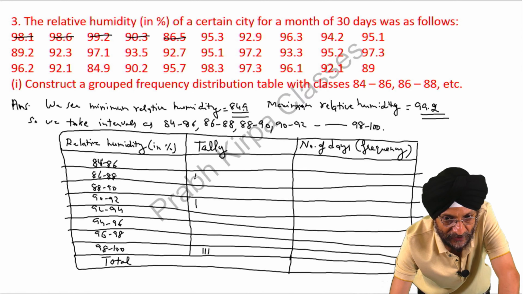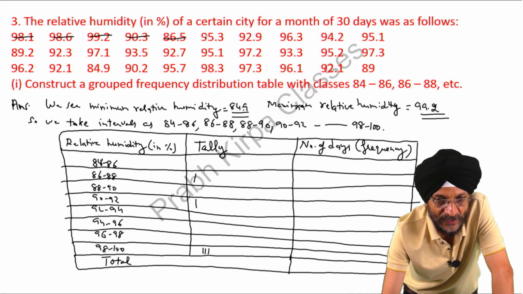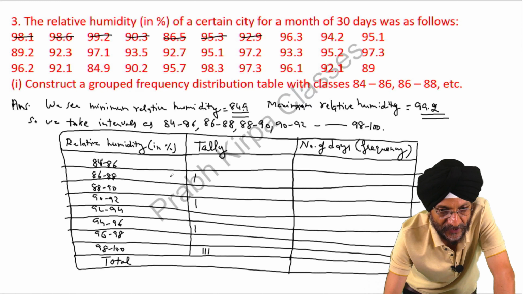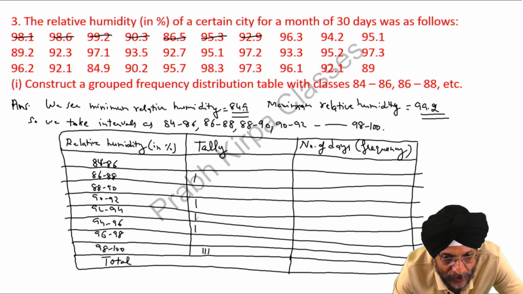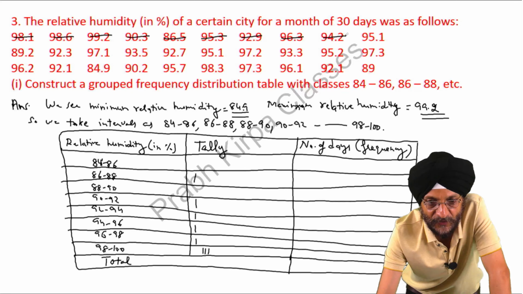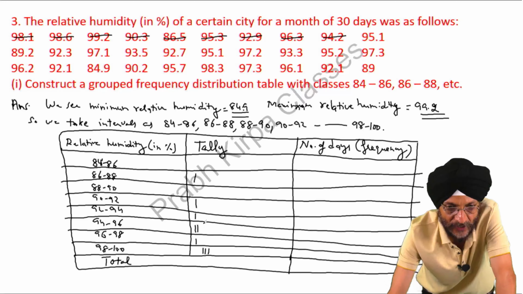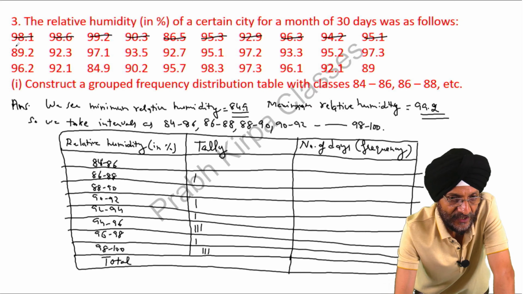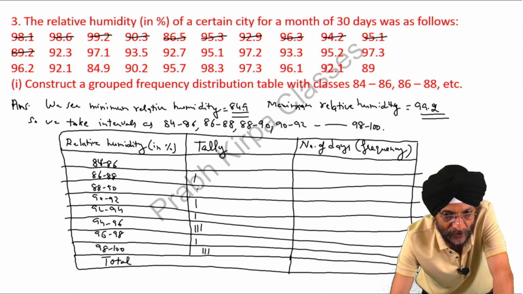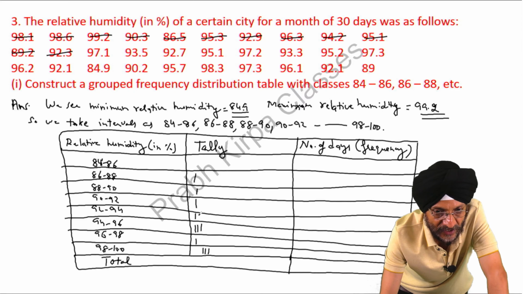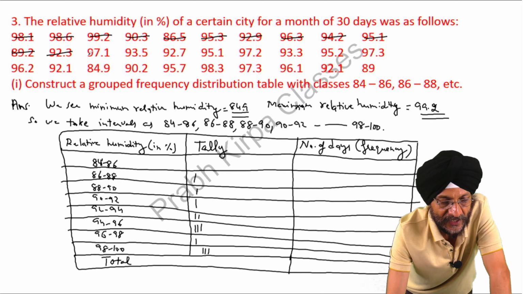86.5 will fall in between 86 to 88. 95.3 will fall in 94 to 96. 92.9 will fall in 92 to 94. 96.3 will fall in 96 to 98. 94.2 will fall in 94 to 96. 95.1 will fall in 94 to 96. 89.2 will fall in 88 to 90. 92.3 will fall in between 92 to 94. 97.1 will fall in 96 to 98.